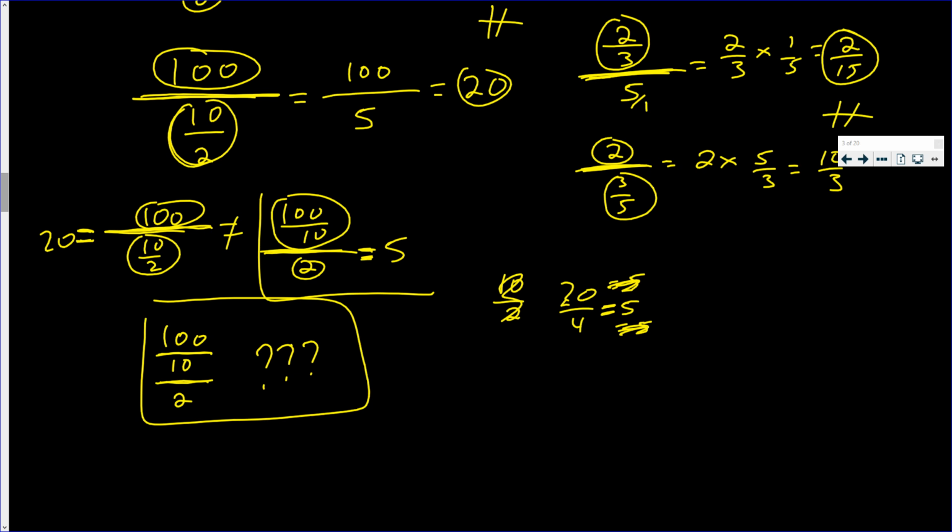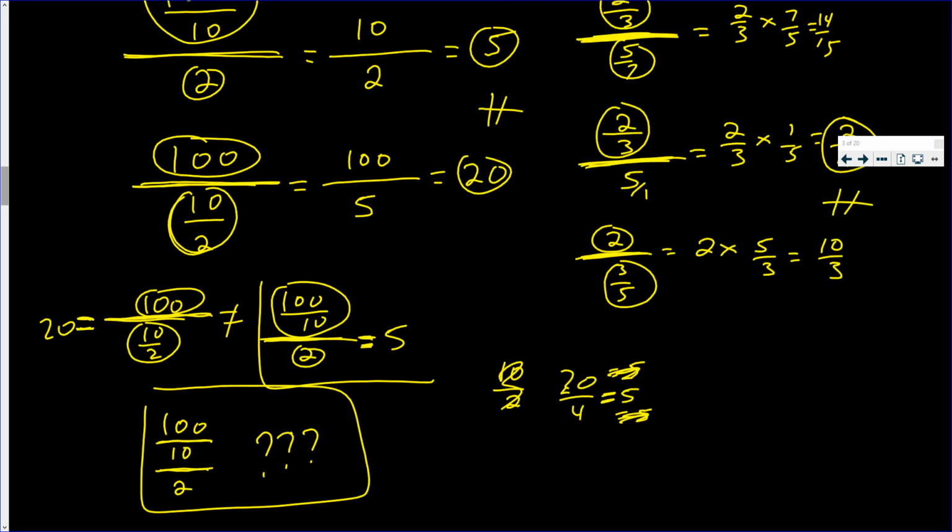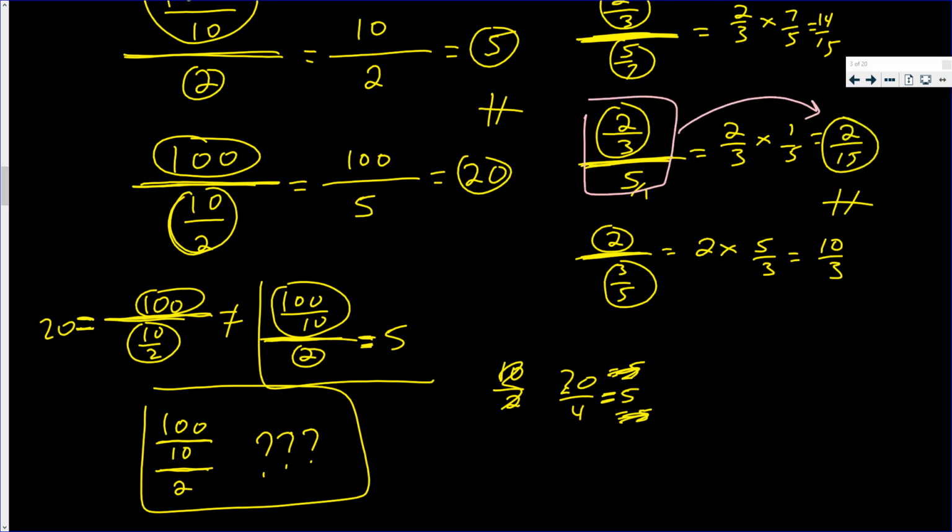So, understand that main division lines are very important. This fraction equals 2 over 15. Same three numbers, same order. 2, 3, 5. 2, 3, 5. I got different answers. They are not the same. So always pay attention to where the main division line is.